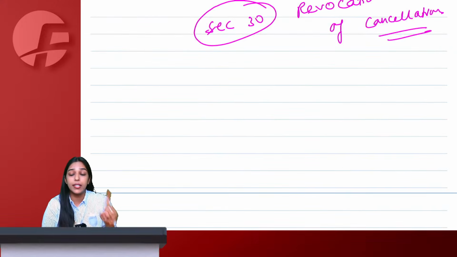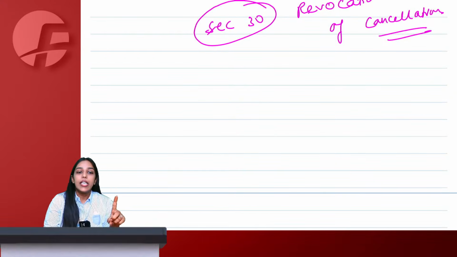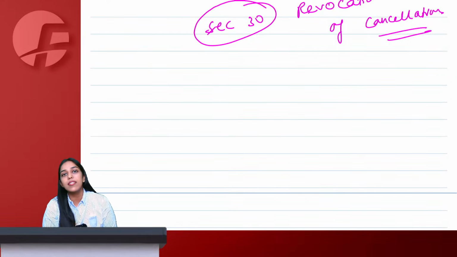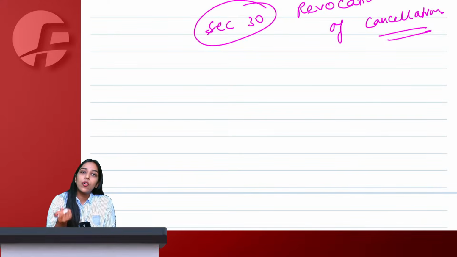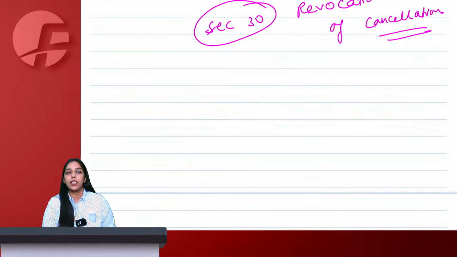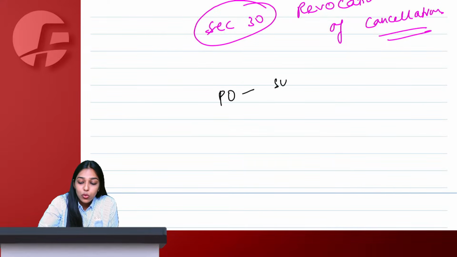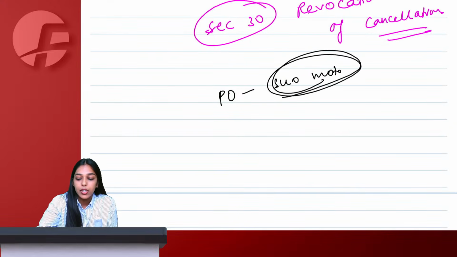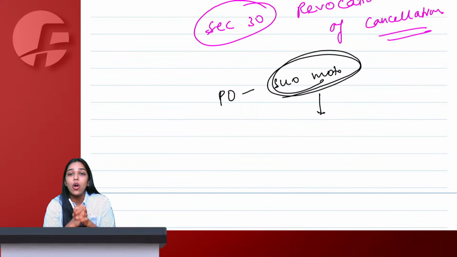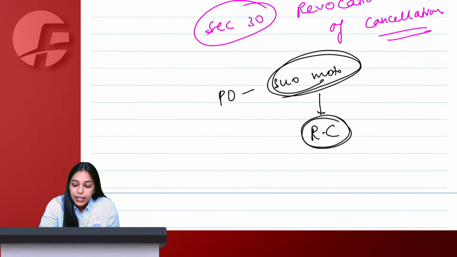Now, the most important thing: if you had yourself applied for cancellation, you cannot go for revocation. What is this masti going on with the department? First of all, I only apply that I want my registration cancelled. Then I only apply that please revoke my cancellation. That is not possible. Only and only if the proper officer suo motu cancelled your registration, then only you can go and apply, please officer, do not cancel me, and revoke my cancellation.